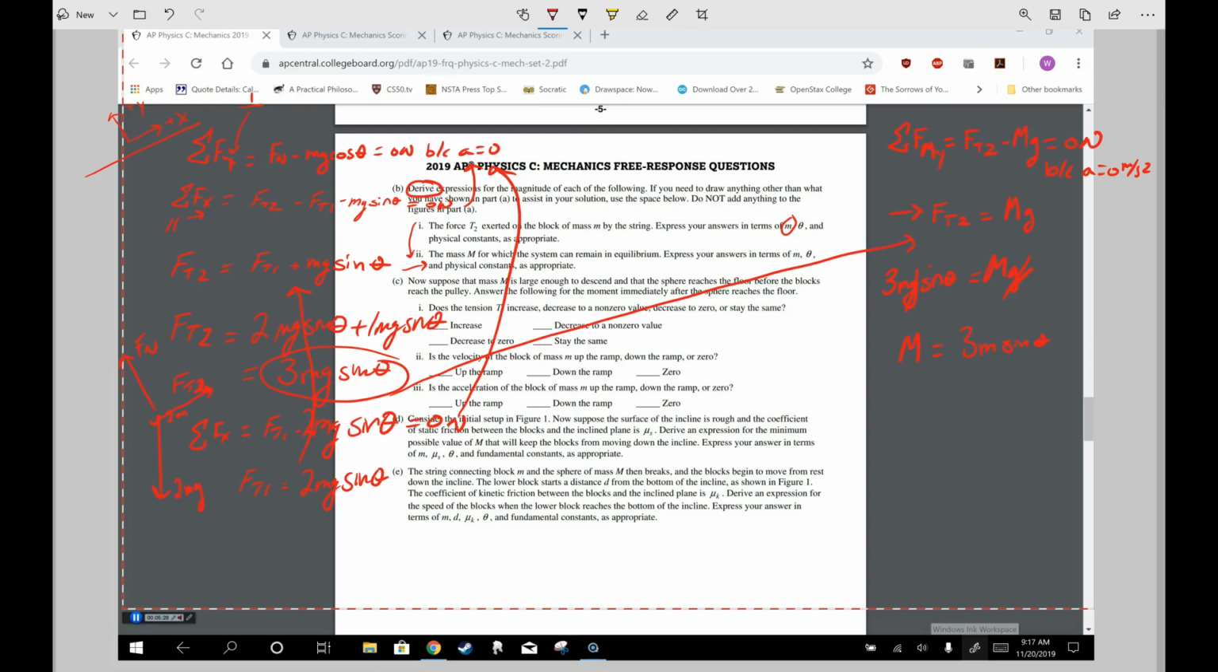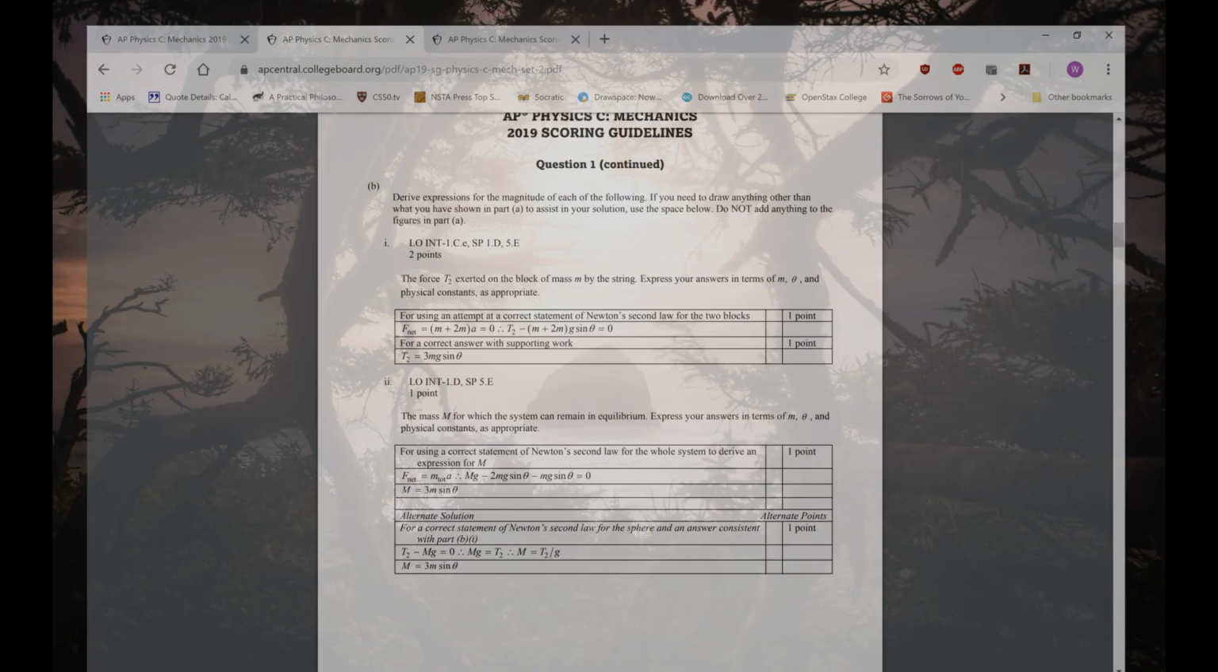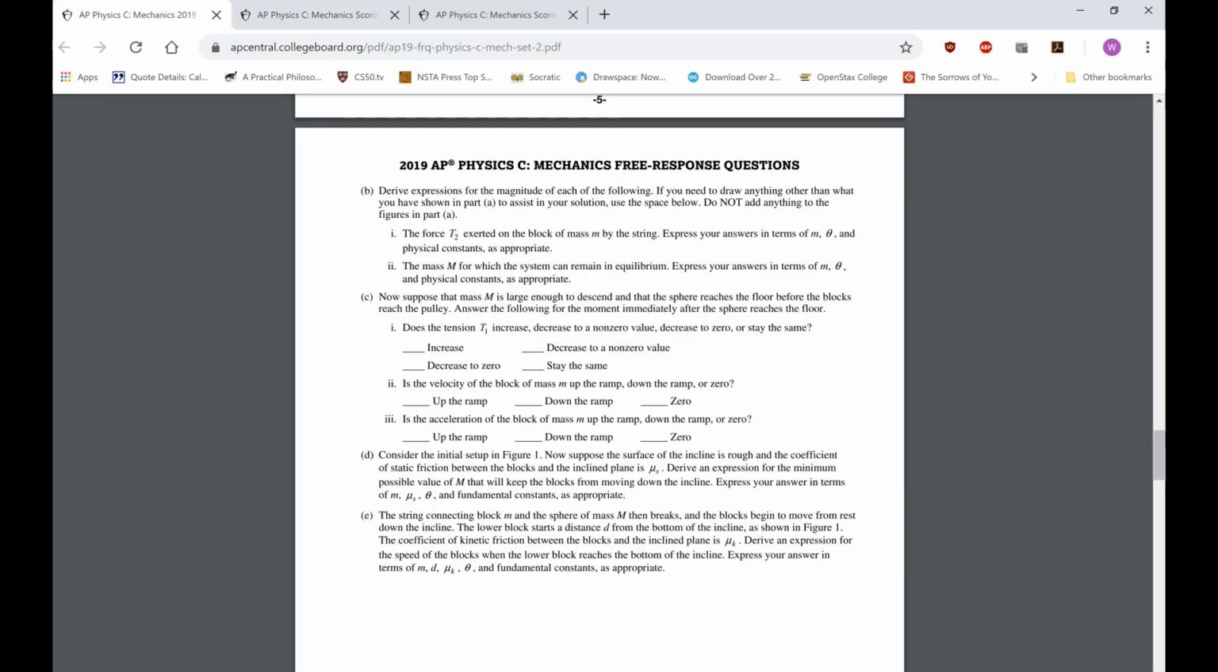So what I would always suggest you do is just identify what is your system. Like I could say that my system for part I is M plus 2M. And that way I could say the sum of the forces, which is 0 because a equals 0, is going to equal Ft2 up minus M plus 2M times g sine theta. Right? And that's a lot faster than what I had to do the other method. So this is where knowing how to identify your system is really valuable.